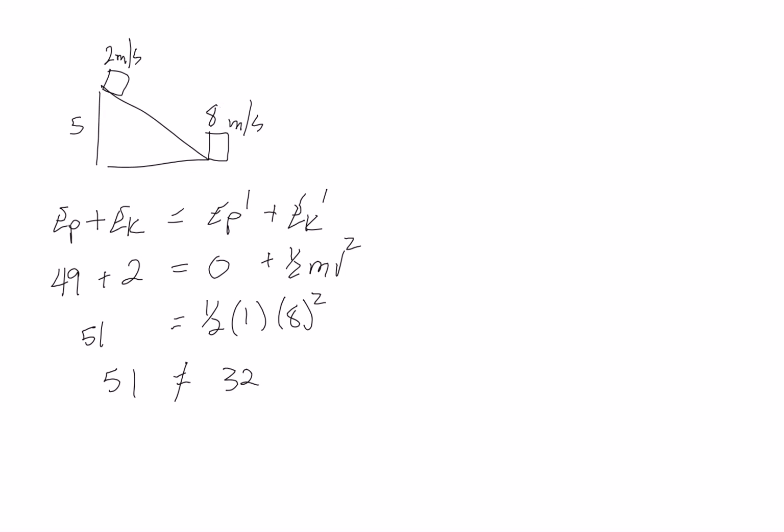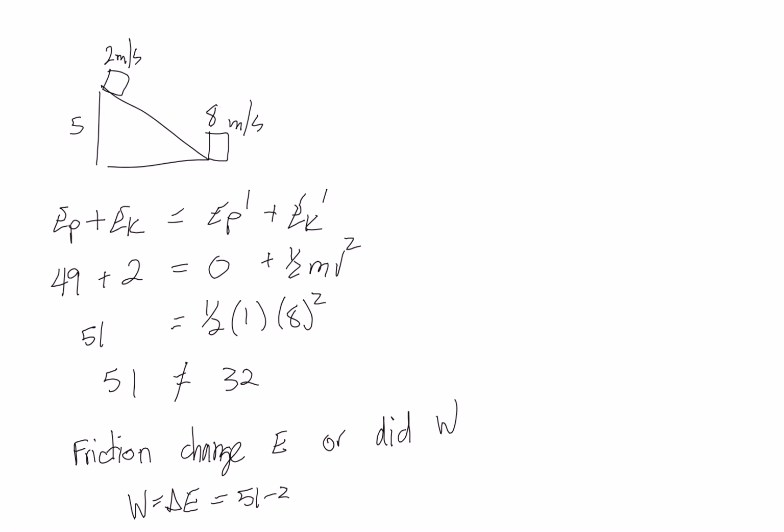Well, those things aren't equal, so what's the problem? That means that some of the energy we started with was lost. What did it get lost to? And the answer is friction. So friction changed the energy. So what we can say is it did work, right? Remember, work was change of energy. So in this case, we'd have 51 minus 32, which means we have 19 joules of energy that was taken away by friction.